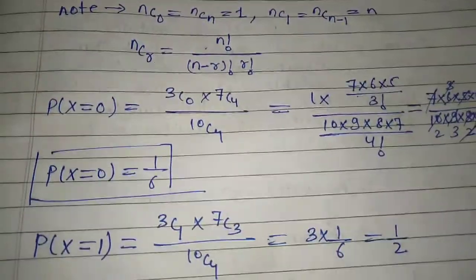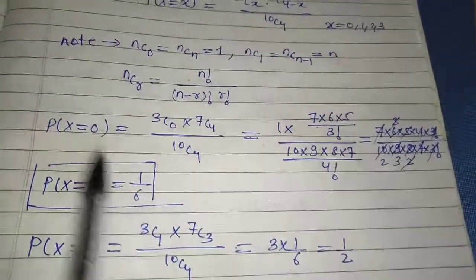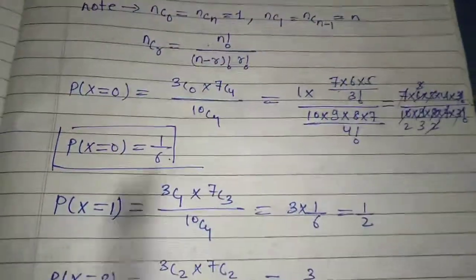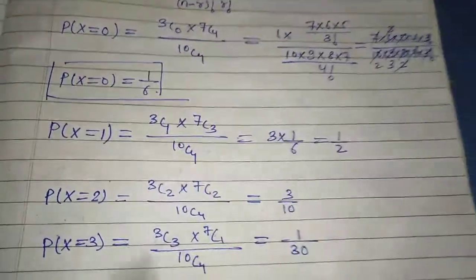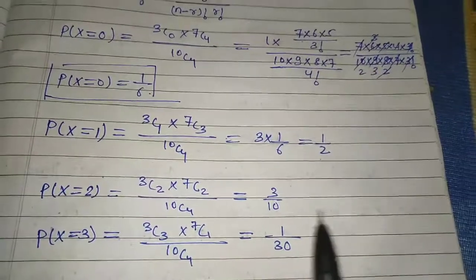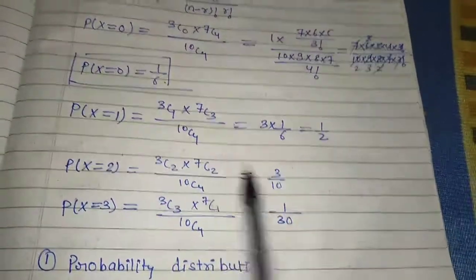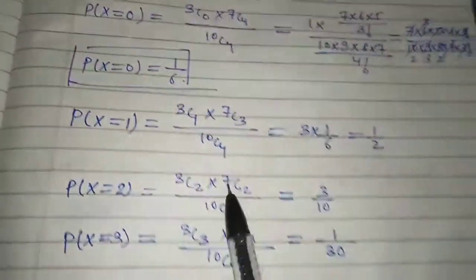Now come to our question, finding the probability at x equal to 0. By solving like this, we get the answer 1 by 6. For x equal to 1 we get 1 by 2. For x equal to 2 we get 3 by 10. For x equal to 3 we get 1 by 30. I hope you will solve this. If not, please comment below how to solve this, and I will make a video on this.